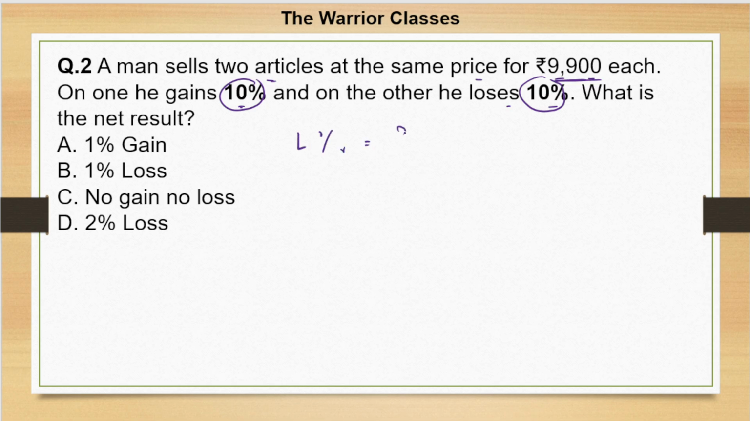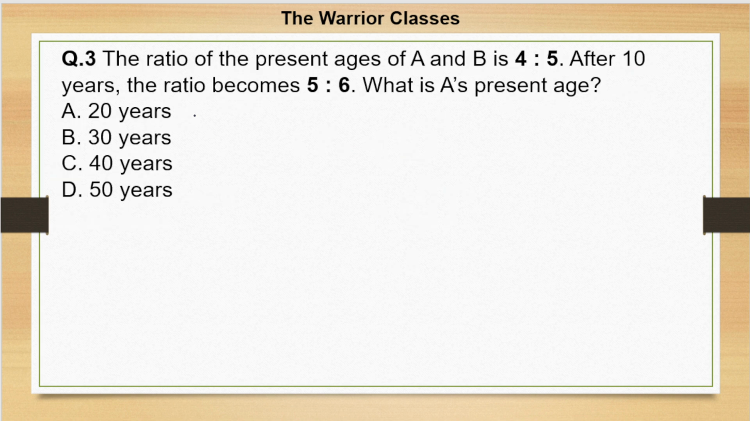The percentage of loss will be x divided by 10, to the power 2, and x here is 10, so it is 10 divided by 10 to the power 2. 10 and 10 cancel to 1 and 1, and 1 squared is 1, so the percentage loss here will be 1% loss. Option number B is correct. Now next question, question number 3.